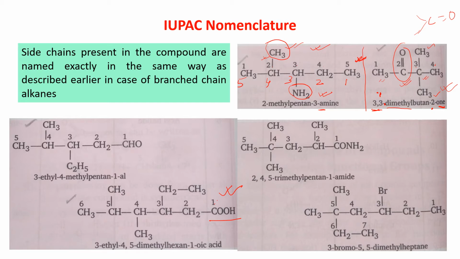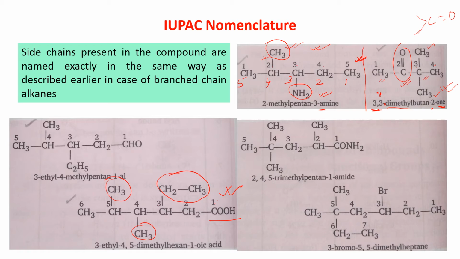So what are these things? In the 5th position, one methyl group. In the 3rd position, one ethyl group, CH2CH3, and in the 4th position again a methyl group. So we have 2 methyl groups in different positions, one in the 4th and another in the 5th position, and one ethyl group in the 3rd position. Now we have 2 things, one is ethyl, another is methyl. Now alphabetical order will come into play. Ethyl, E, is coming before methyl.